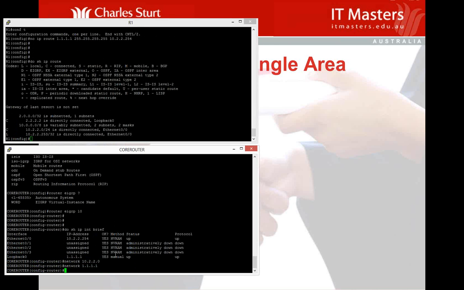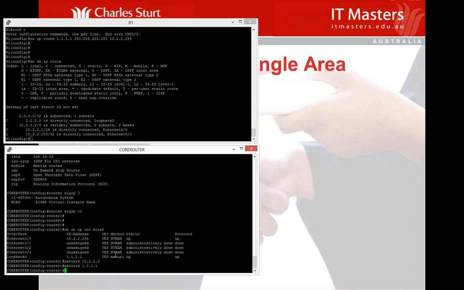Now, the interesting thing is, from a technical routing perspective, the network command does not mean please advertise this network in EIGRP.